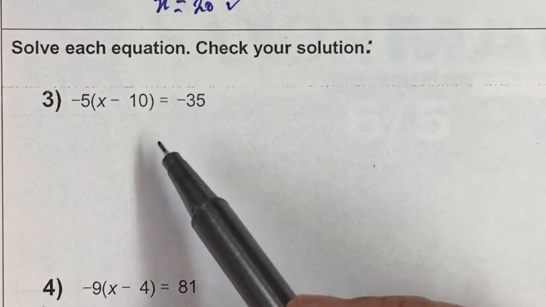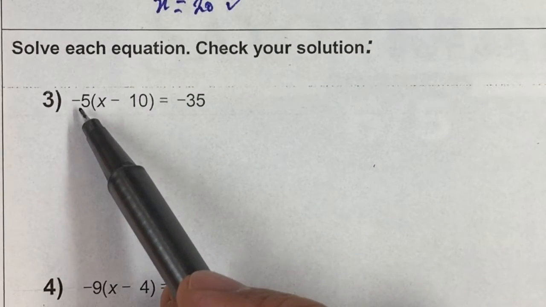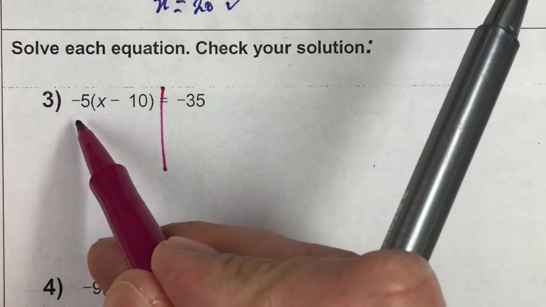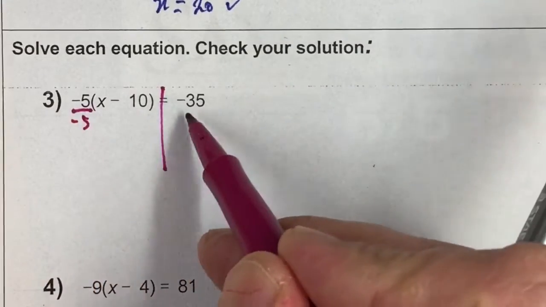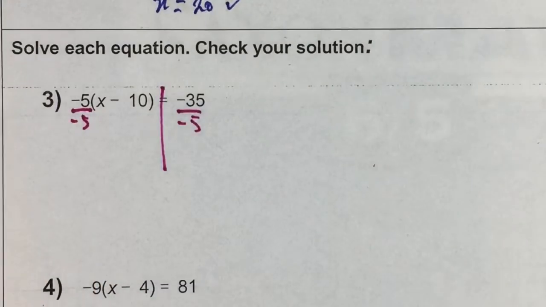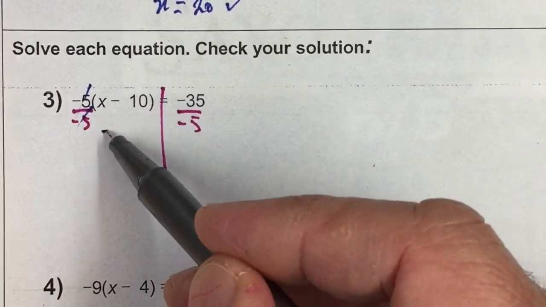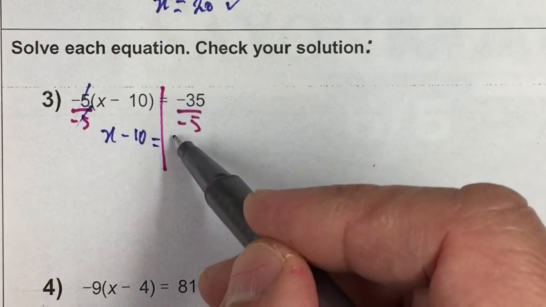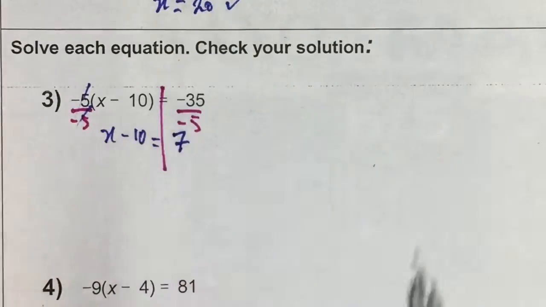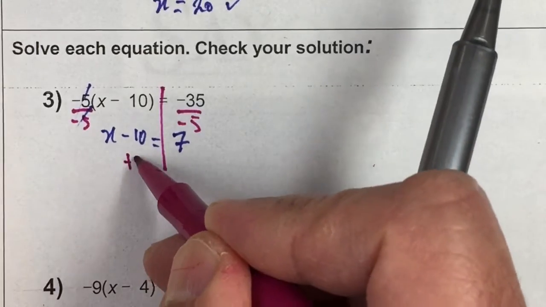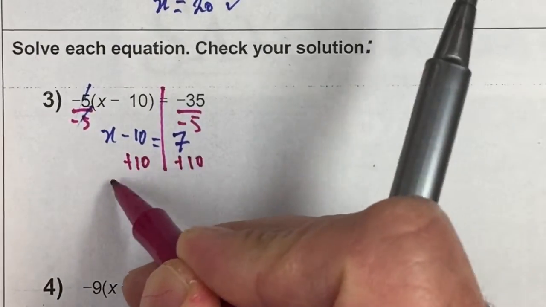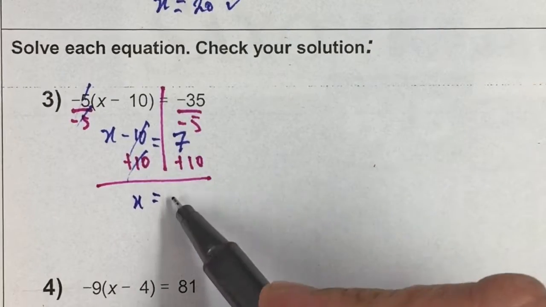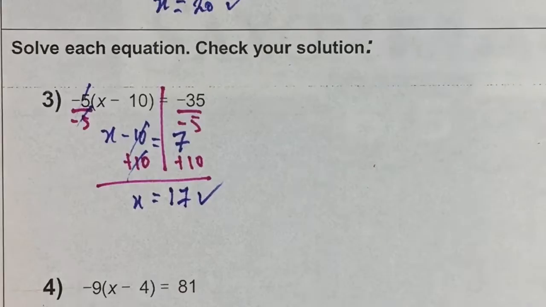Let's see number 3. Solve this equation and check the solution. In this case, the -5 is multiplying the parentheses, so I'm going to do the opposite operation. I'm going to divide by -5 on both sides, so this eliminates, and I have x minus 10 equals the division, 35 divided by 5, that is going to be +7. To eliminate the -10, I'm going to add 10 on both sides. This goes away, and x equals 10 plus 7, which is going to be 17 for my third exercise.